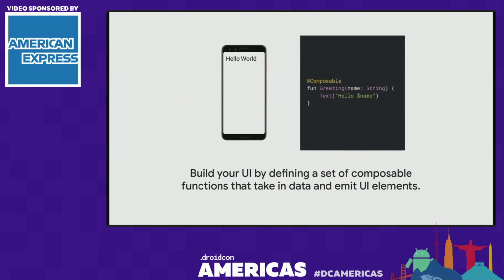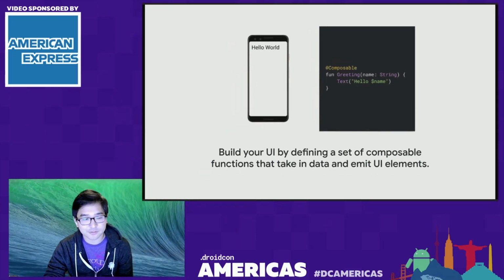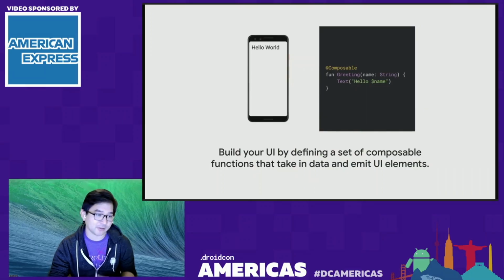So in Compose, I think this is taken directly from developer.android.com, but at a high level, with Compose you build your UI by defining a set of composable functions that simply take in data and then emit UI elements. And this is a little different from the XML approach, where you have a separation of concerns between your layout file, your activity or fragment, and other logic files like the view models, etc. With Compose, everything is expressed in Kotlin, whether that's the UI or how to bind the data, it's all there.